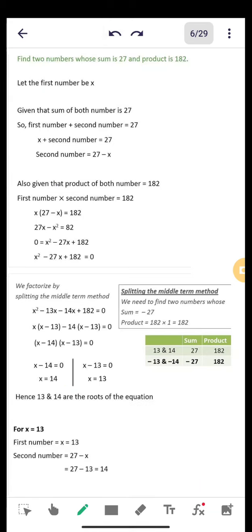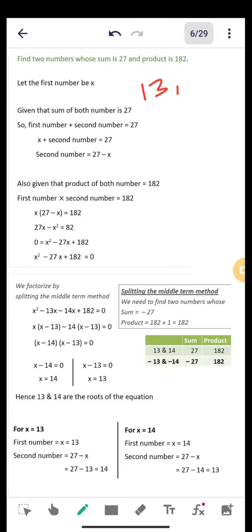x is equal to 13. If x is 13, then the second number will be 27 minus 13, that is 14. Or if x is 14, then the second number will be 27 minus 14, that is 13. So finally the two numbers are 13 and 14. If you add them you get 27, and if you multiply them you get 182.